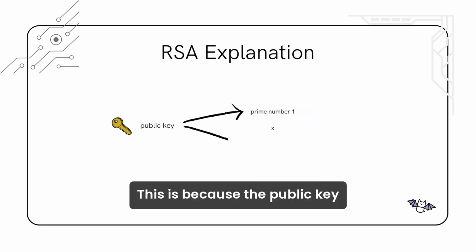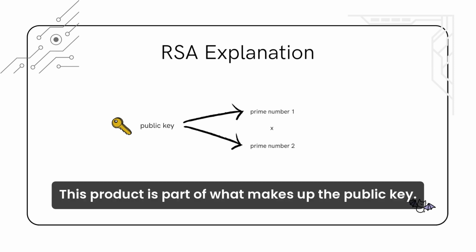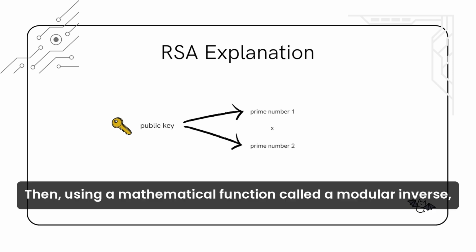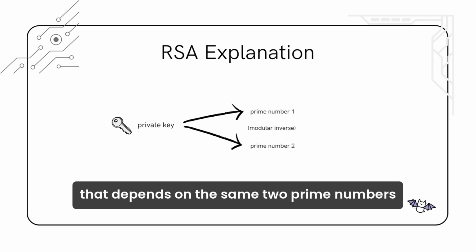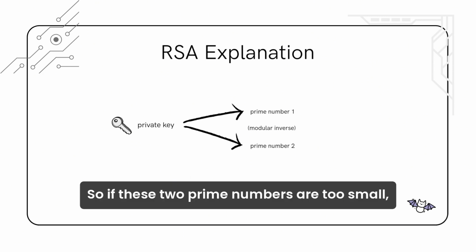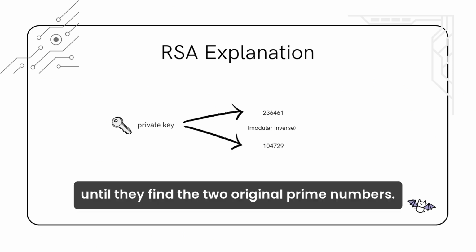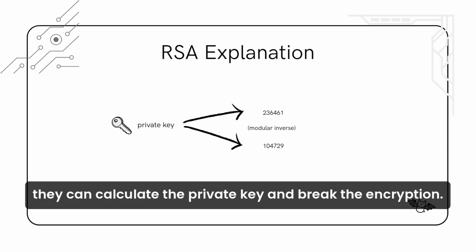This is because the public key is based on two large prime numbers that are multiplied together. This product is part of what makes up the public key. Then, using a mathematical function called a modular inverse, that depends on the same two prime numbers to generate the private key. So if these two prime numbers are too small, attackers could simply try all possible combinations until they find the two original prime numbers. And once they have the two numbers, they can calculate the private key and break the encryption.